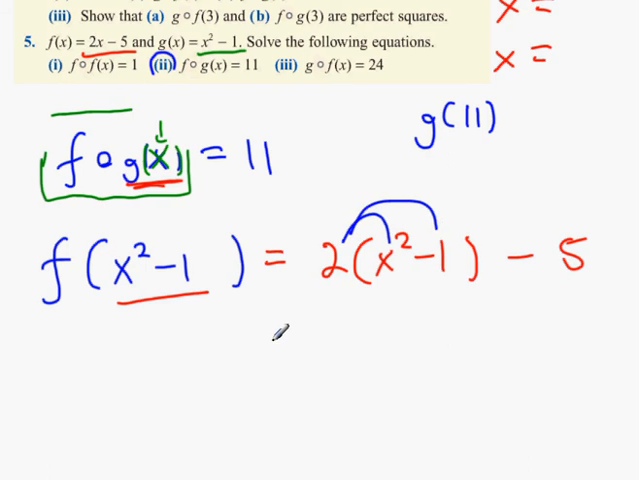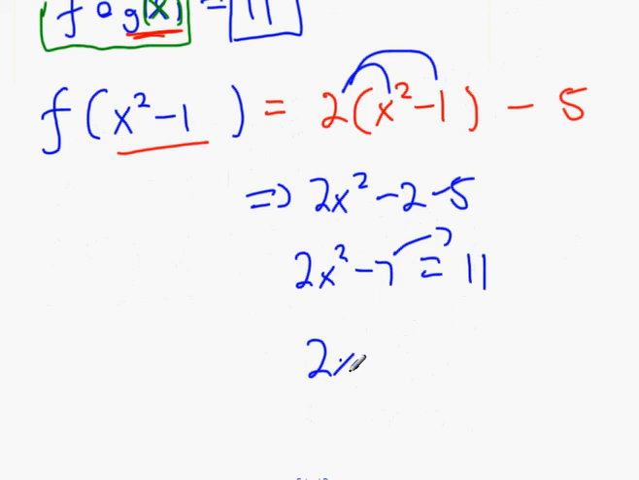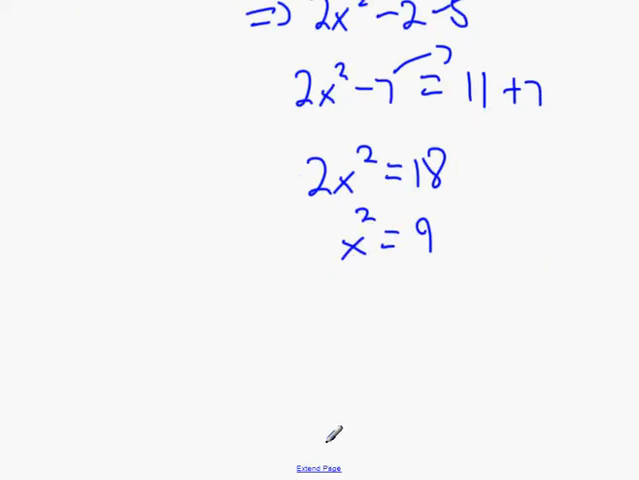Dylan, when you multiply this out? 2x squared. 2 times minus 1? Minus 2. And then minus 5. What's minus 2 minus 5? Minus 7. Yep. And what did we say the answer was? 11. Bring it over to your side. What do you get now? 11 plus 7, and 11 plus 7 is 18, divided by 2. x squared equals 9. And then x is going to equal 2 possible answers.